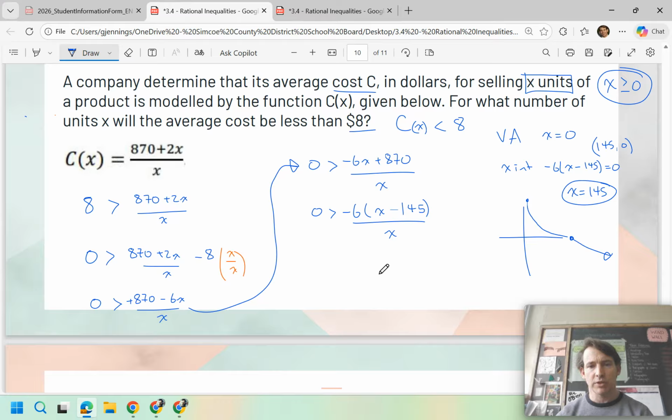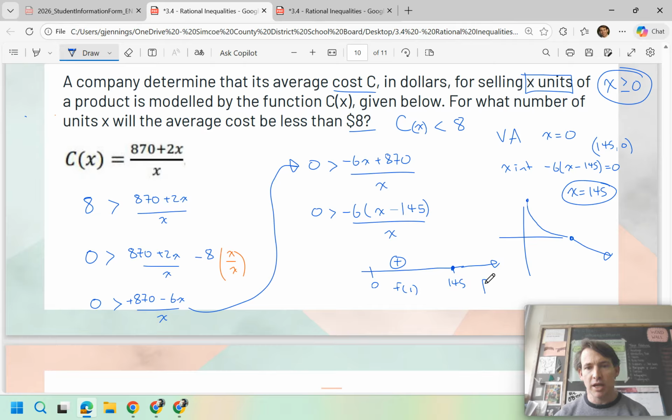So now we set up our interval table. We have 0 there that we can't be. We have 145, and then we have values that are greater than 145 to test. So let's test in here. You can test f at 1, it's pretty easy. So then you have minus 6 times minus 144. That's a positive number over 1, so that's positive. It's positive in here, and we want this thing to be less than 0, so it changes there. That's where it's exactly equal to 0.